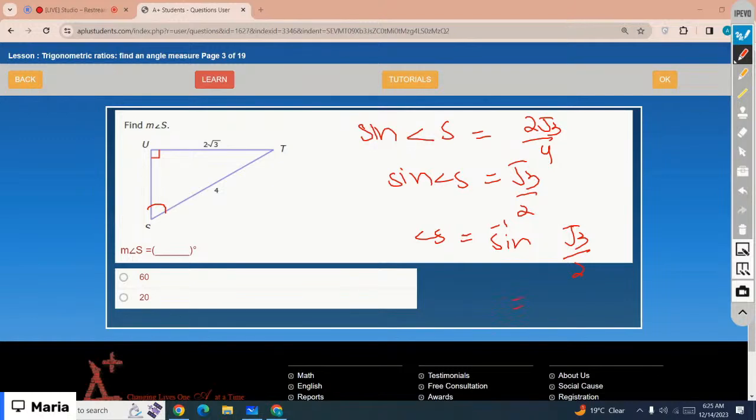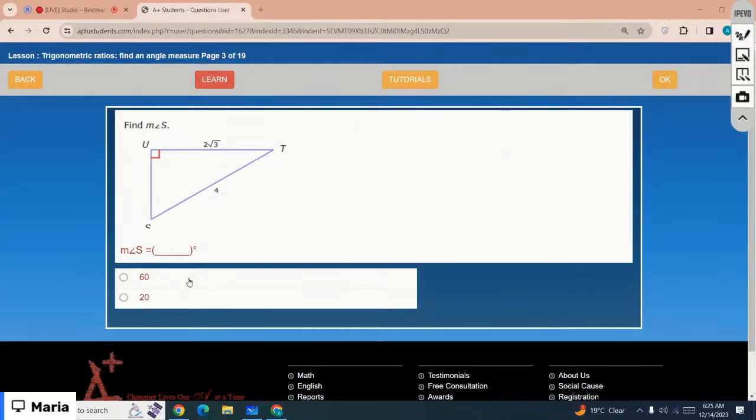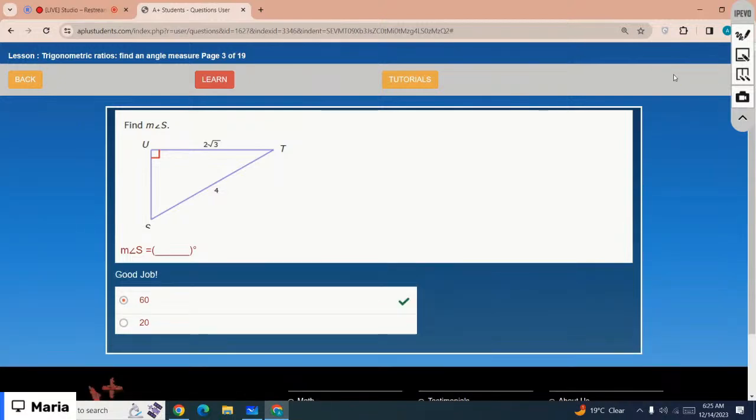Okay, sine inverse, that is 60 degrees. The correct option is 60 degrees, right? Or the easiest way is you can use simply sine inverse from the calculator. First, just see which trigonometric ratio you can use. Like for this one, we have to calculate sine of 60. So just calculate sine inverse from your calculator, right?